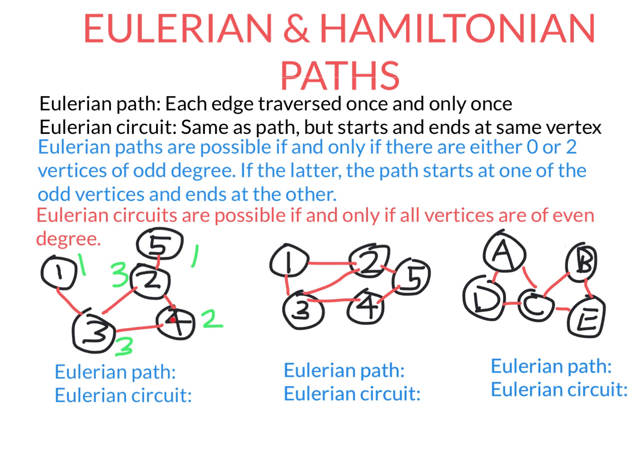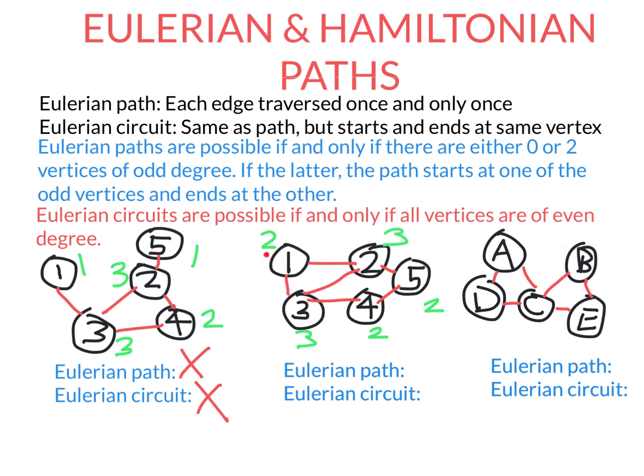So in this network here, there are clearly 4 vertices of odd degree. What that means is neither an Eulerian path nor an Eulerian circuit is possible. We don't have to go any further. So let's look at this one here. Let's again write the degree of each vertex. The degree of this one is 2 because there are 2 edges emanating from it, and so on.